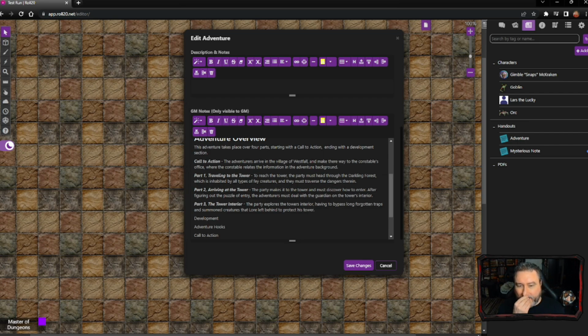So we're going to say that when the party finally makes it past the Guardian of the tower, once they get inside the first room, we're going to go ahead and switch over to part 3, which is the tower interior. So the party is going to explore the tower's interior, and we'll have to bypass long forgotten traps and summoned creatures that Lore left behind to protect his tower.